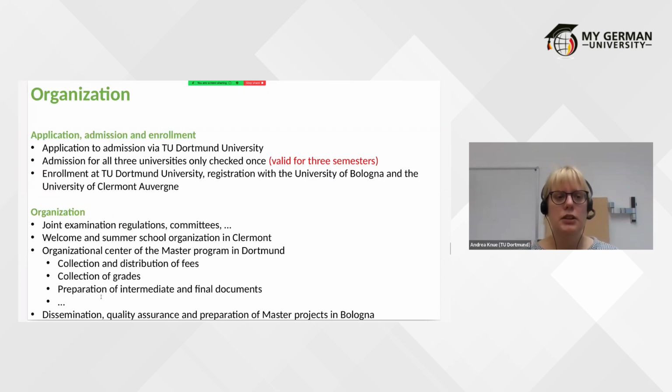The admission, application and enrollment phase has a few steps. So first you apply to admission via the TU Dortmund University, because this is a university that you will be enrolled to for the full 2 years. Just to make it easier that you don't have to bother with 3 different systems, we do all of it at Dortmund University. And the admission is checked for all 3 universities only once. And this is valid for 3 semesters.